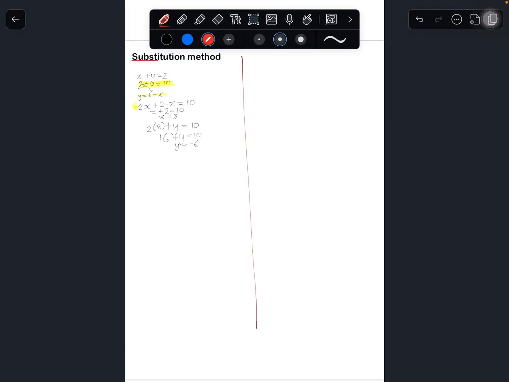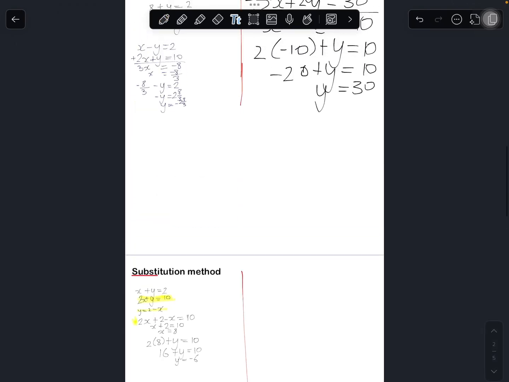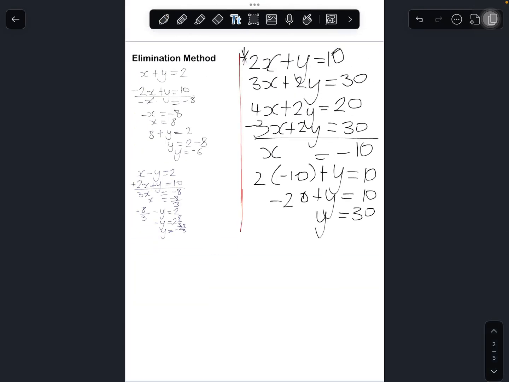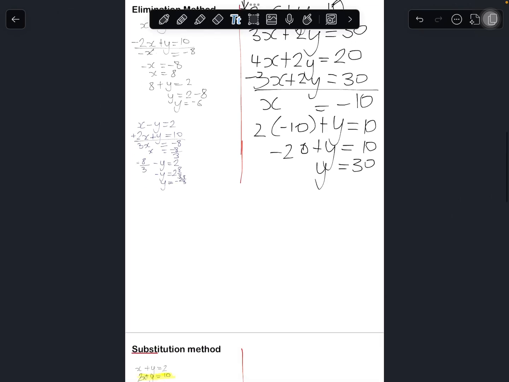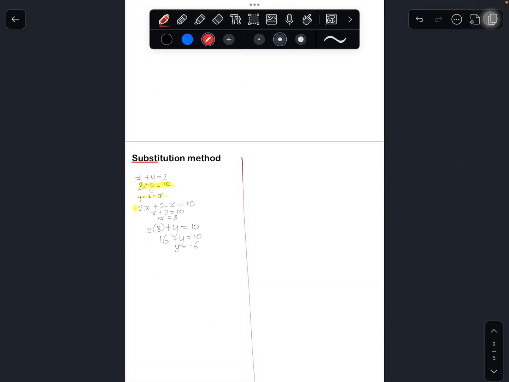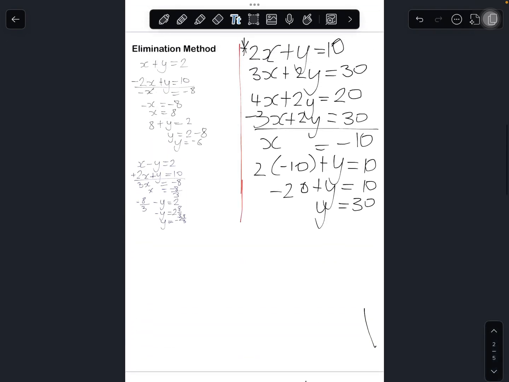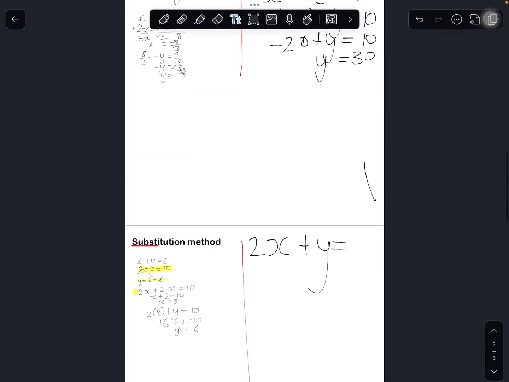Okay guys, now we're going to look at the substitution method with the tricky elimination method question. The tricky elimination method question that we had was 2x plus y. So let's just rewrite that. 2x plus y equals 10.